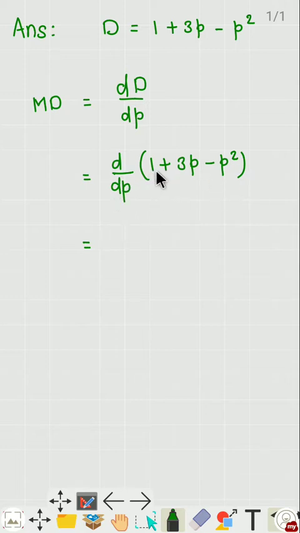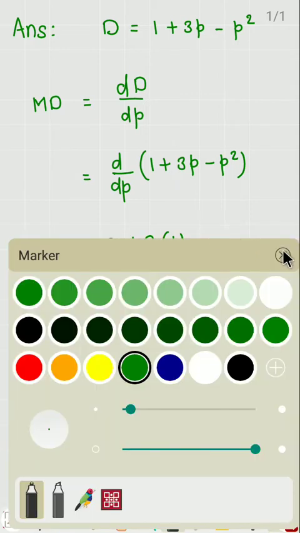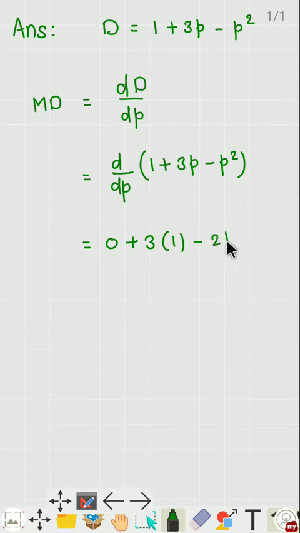So we see here it is the addition of three functions. First is a constant function, and the derivative of a constant is 0, plus the derivative of 3P is 3, as 3 is a constant and the derivative of P with respect to P is 1, minus the derivative of P square, which is 2 into P. So finally it is 3 minus 2P. So it is the marginal demand.